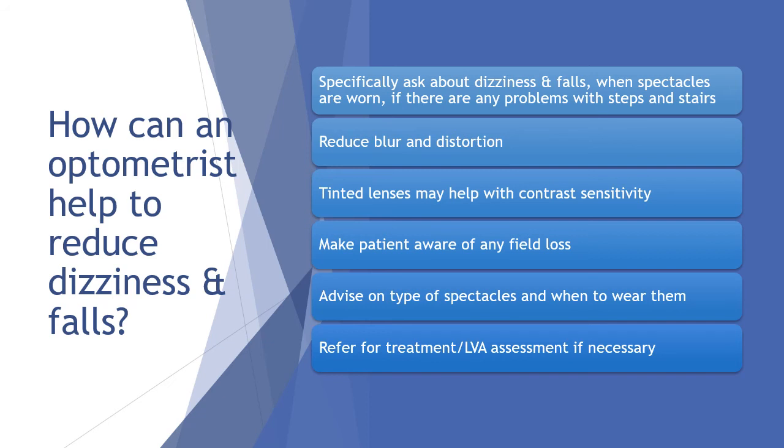We can make sure the spectacle prescription is as accurate as possible and use the skill of the dispensing optician to reduce any distortions from different lens designs, etc. Tinted lenses might help with contrast sensitivity, especially in early stages of cataract, etc. And make sure your patient is aware of any field loss. They might come to you and tell you that they're bumping into things on the right hand side, for example, but wonder why. They might feel that they're clumsy rather than the fact that they've actually got part of their visual field missing. And it's your job to tell them that this is the reason why this is happening.